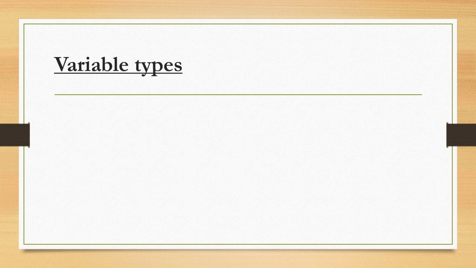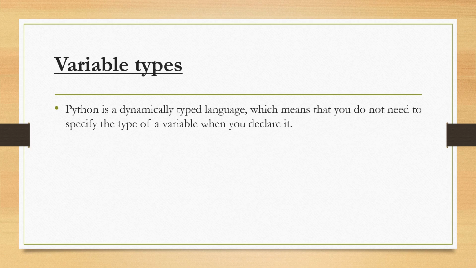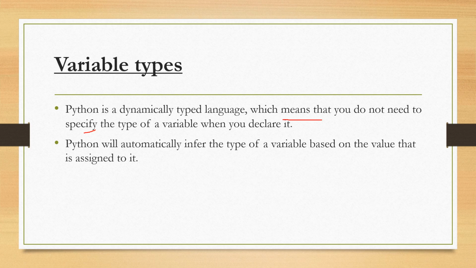Now, variable types. There are different types of variables, as we have already seen. Python is a dynamically typed language, which means that you don't need to specify the type of a variable when you declare it. We have already seen that we don't need to declare a data type before a variable. This is a feature of Python, and because it is a dynamically typed language, we don't need to use a data type or anything else. Python will automatically infer the type of a variable based on the value that is assigned to it.